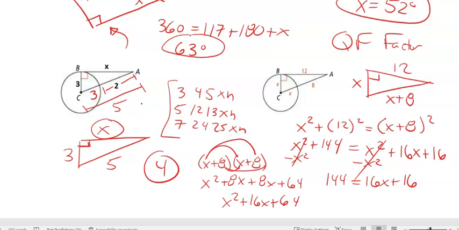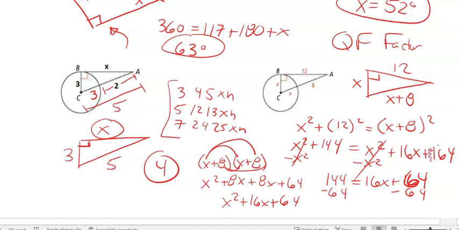That's not right. 64 is over here. Oops, 64. Okay. And now it's just a basic equation. We can subtract 64 and just subtract 64. Someone tell me what it is. 80. 80 equals 16x. And when you divide by 16, what do you get? 80 divided by 16. 5.